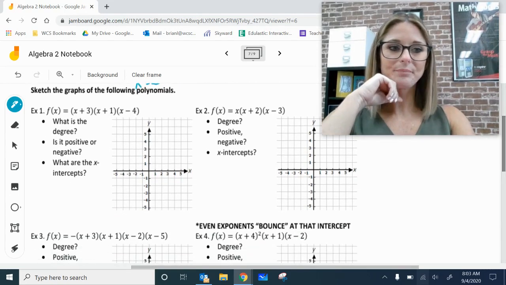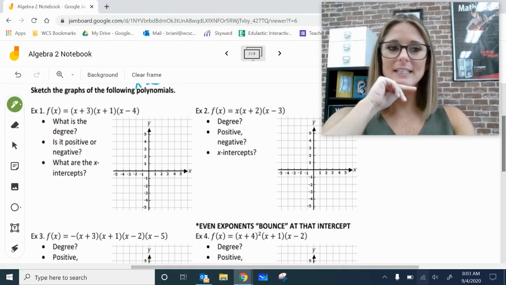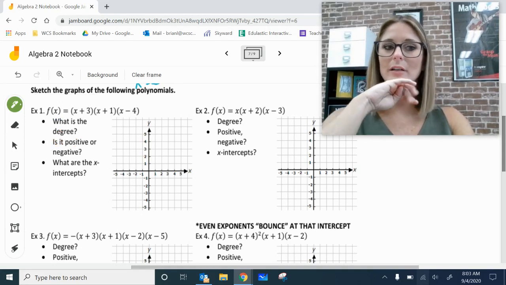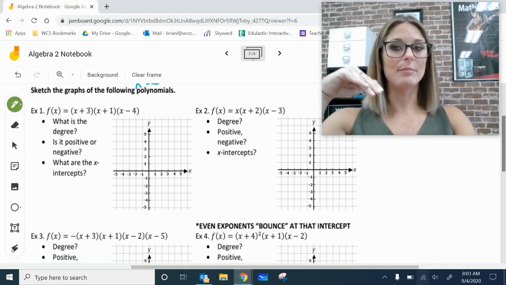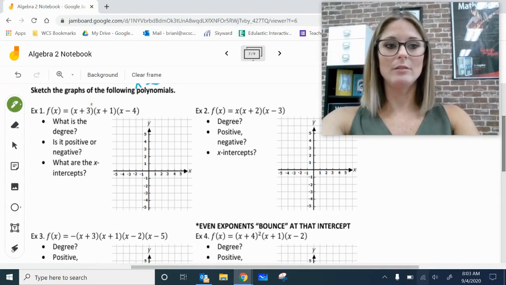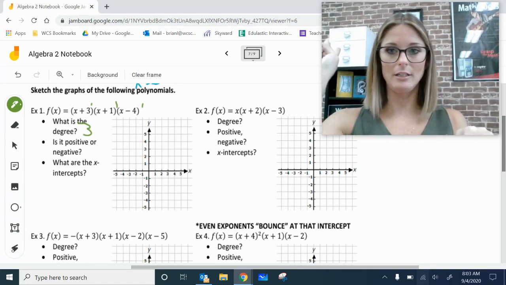Example number 1. You have f of x equals quantity of x plus 3 times quantity of x plus 1 times quantity of x minus 4. So we need to know the degree. Remember, if it's in factored form, add them all up. 1, 2, 3. This is a third degree. This is odd. So my arrows are going to go opposite directions.